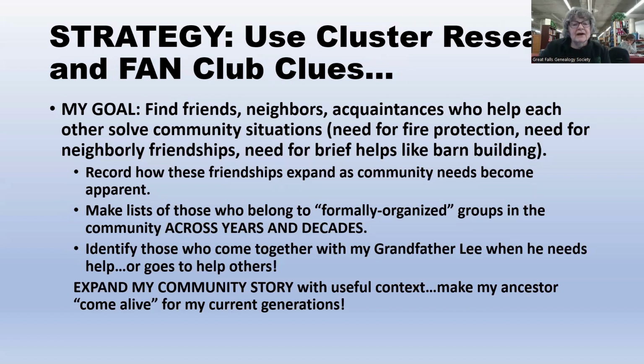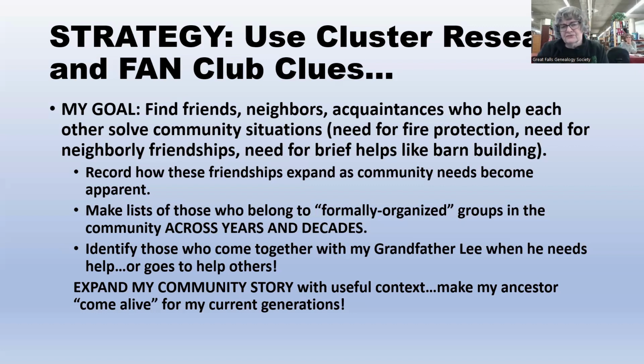That's your strategy. My goal is to find the friends, neighbors, and acquaintances who are going to help me to solve community situations. Because if you're in a rural situation, like those 16 rural counties in Montana that are still designated as pioneer, you need your friends for fire protection. You need the neighborly friendships if you need help with your corral, or you need help for something like a barn building, which they used to do a lot of, or even helping to build a chicken house, or you're roofing and you need help because a storm's coming up.